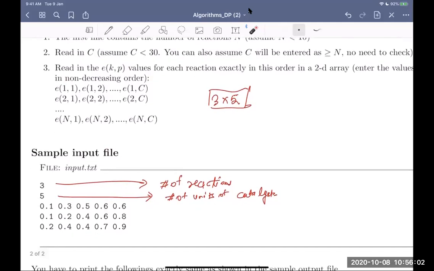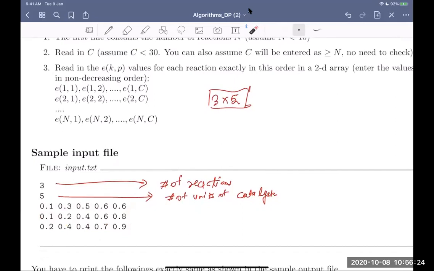You have to find an assignment that gives you the maximum probability. For example, I cannot say all the 5 units are assigned to one reaction, say the third reaction, because I need at least 1 unit assigned to each of the reactions. So this cannot be a possible solution. This will be 0.9 times 0 times 0, so the probability of the system is 0.